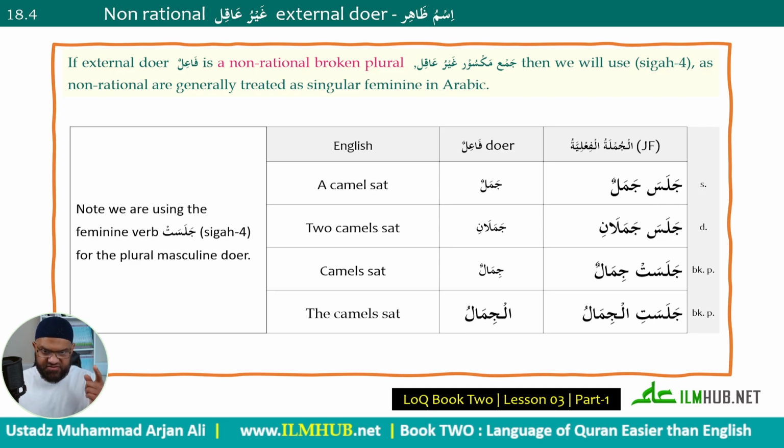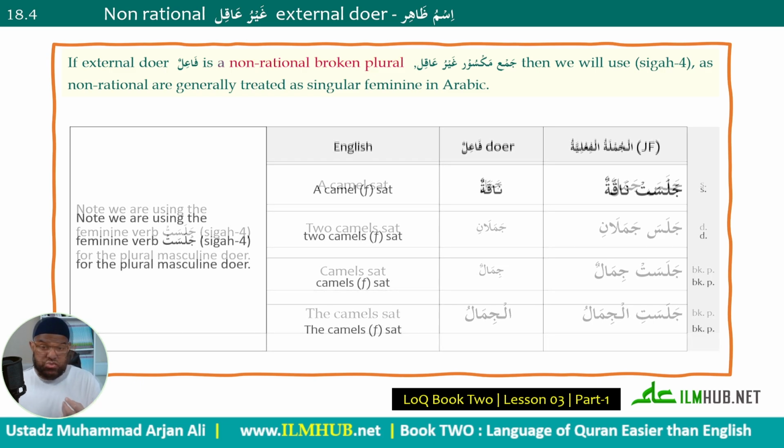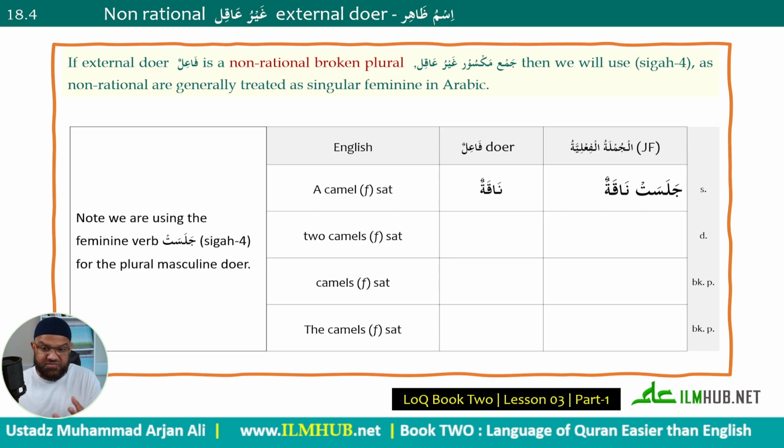I'm using the feminine version of the verb, even though the one doing the act is masculine, because it is a non-rational plural. It is a rule in the Arabic language. Non-rational plurals are treated as feminine. Does not matter what they are originally. And non-rationals, again, I repeat, are those which are not human, jinn, or angels. That's a general rule. So the word for feminine or female camel is naqah, naqatun.